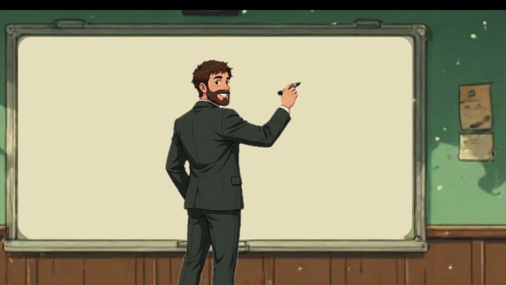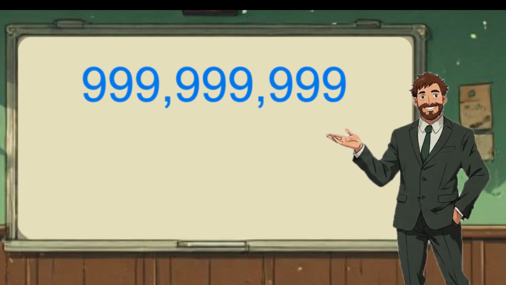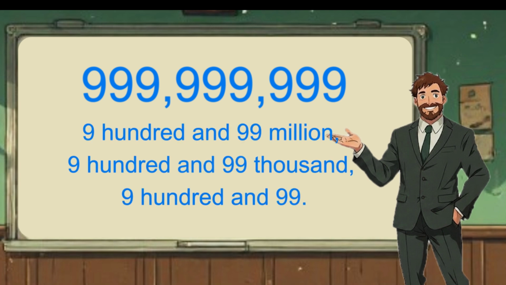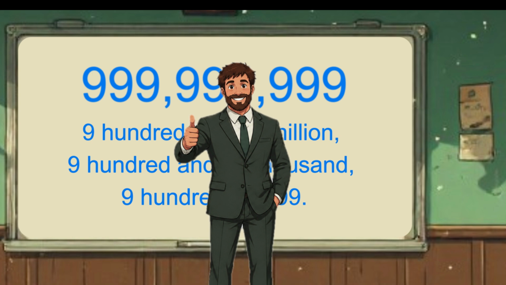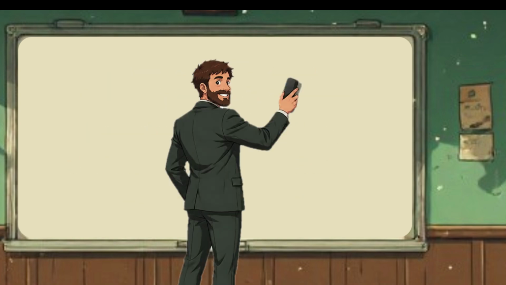How would you say this ultimate number? Pause if you want to try yourself. So that is correct, 999,999,999. Simple, right? For mobile numbers, years and money, we change things up a bit.